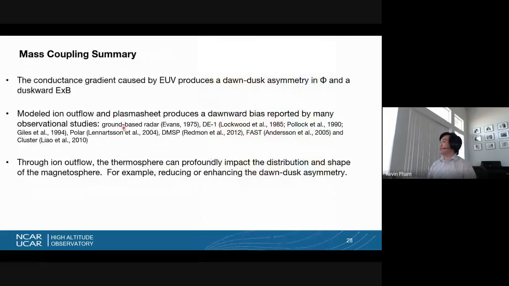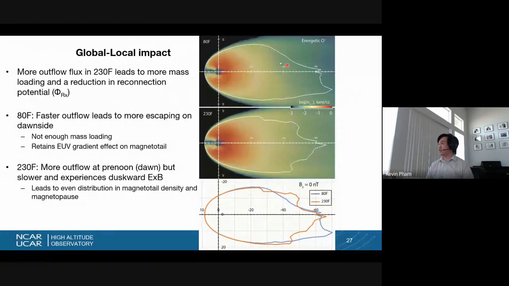So to sum up the mass coupling, the conductance gradient caused by EUV produces dawn-dusk asymmetry in both polar cap as well as within the magnetotail. And then the outflow has a downward bias that's seen in observation. And the thermosphere can profoundly impact the distribution and shape of the magnetosphere. So for example, reducing and enhancing the dawn-dusk asymmetry that we saw in the magnetotail. So similarly here, you can see that this is a very exaggerated asymmetry compared to what we were seeing before in the Lago paper. However, in the 230, you can see that there's less of an asymmetry than you would expect. And that just has to do with the distribution of the O plus.